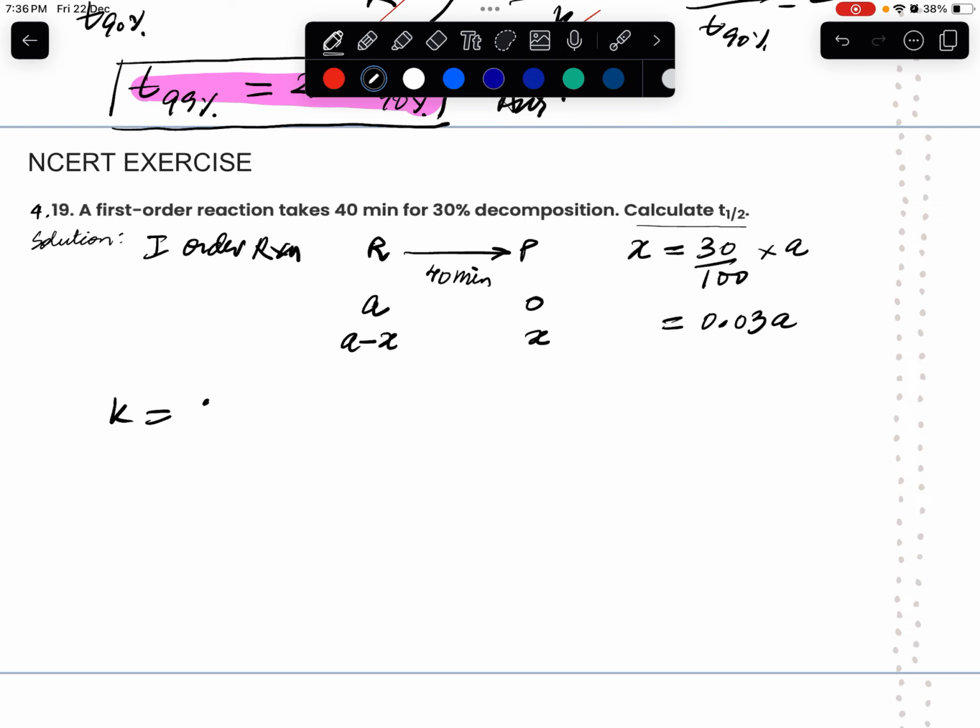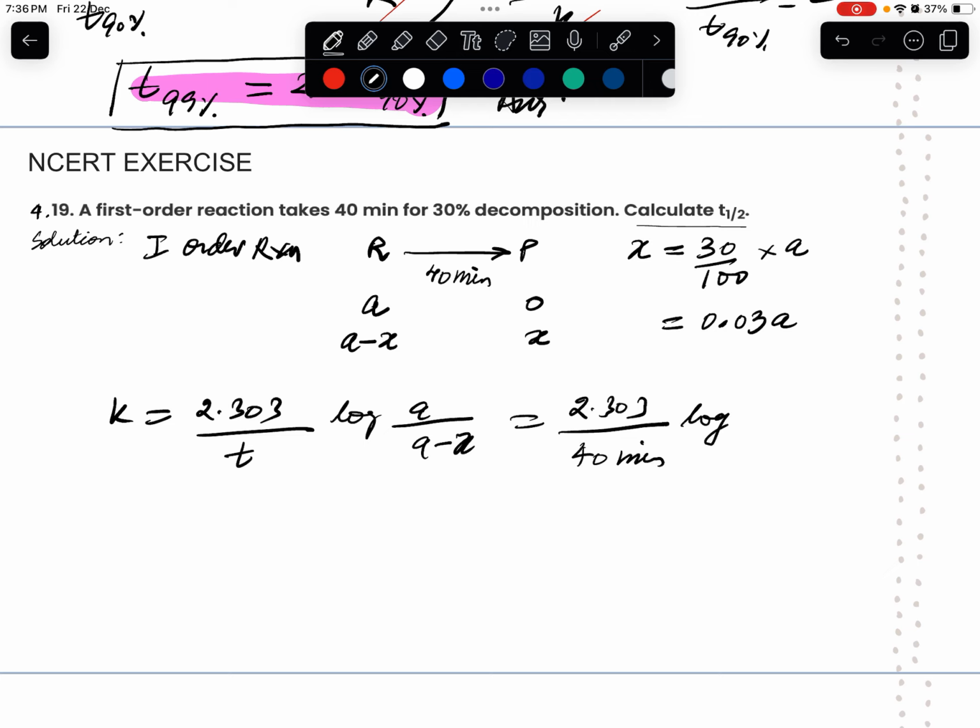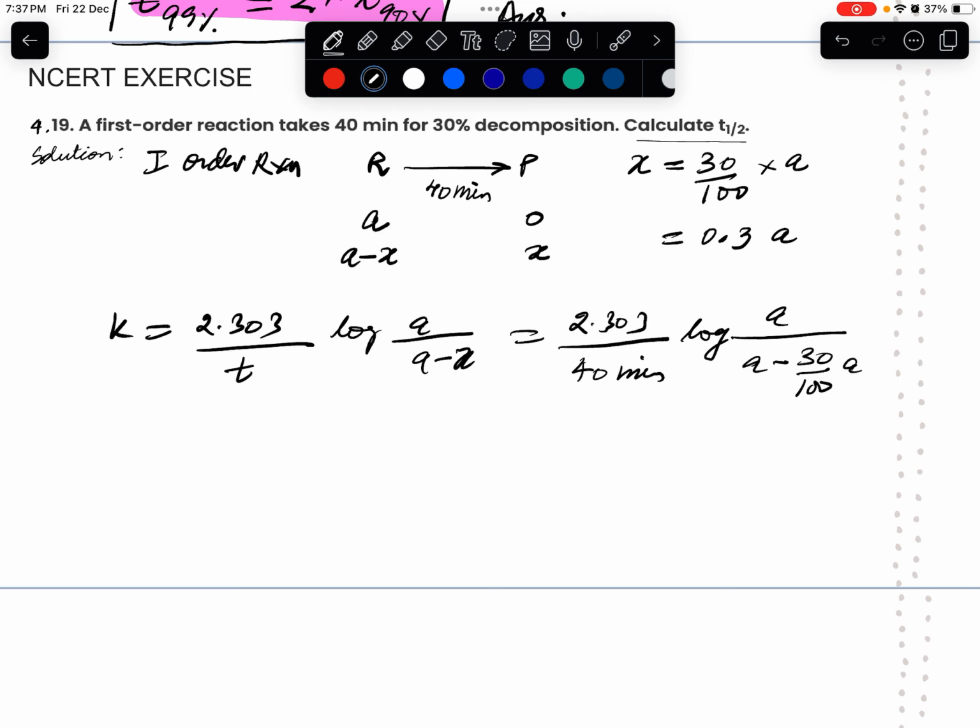K is equal to 2.303 divided by T log of A divided by A minus X. This is equal to 2.303 divided by time taken as 40 minute log of A divided by A minus 30 by 100 A. Sorry, this value we have written wrong. This will come as 0.3 A. Okay, so this is 30 by 100 A.